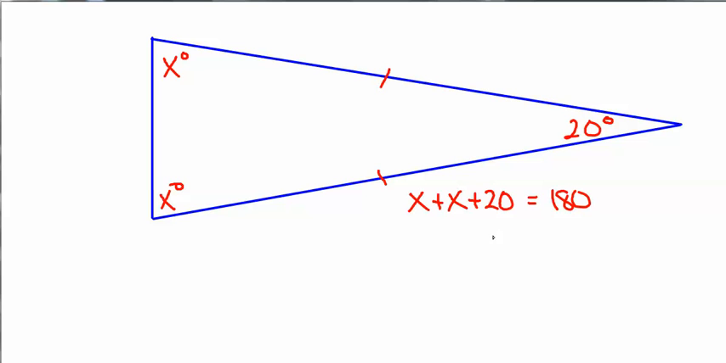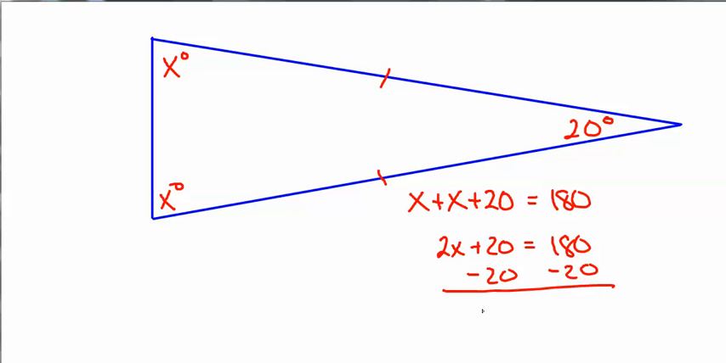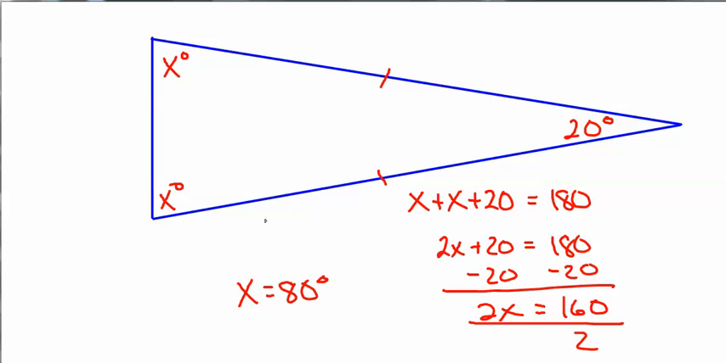And now you can just do a little algebra, right? 2x plus 20 equals 180. Subtract 20. 2x equals 160. Divided by 2. And x is going to equal 80. Alright, so each of these angles would measure 80 degrees. Everybody alright with that? Simple enough?